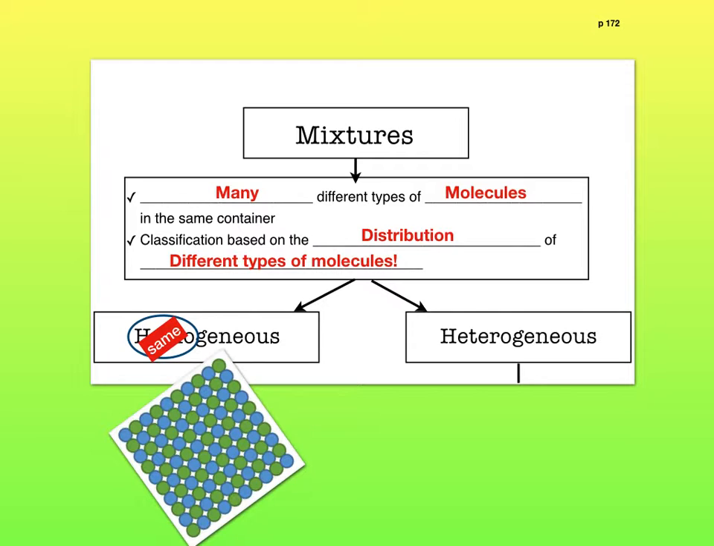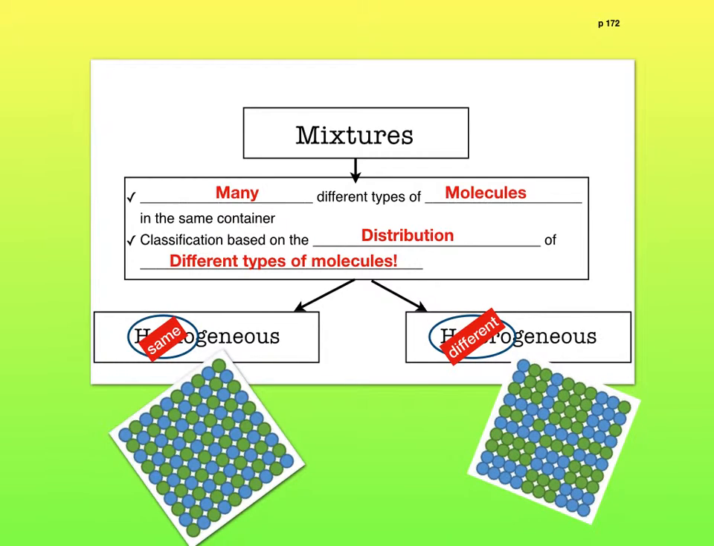On the other hand, we have a heterogeneous mixture. Its prefix HETERO we have associated with the idea of being different. So in this idea, the difference is referred to as different distribution. Take a look at the picture. The blue and green spheres in this picture are not uniformly distributed, and we see differences in where they are in the sample.